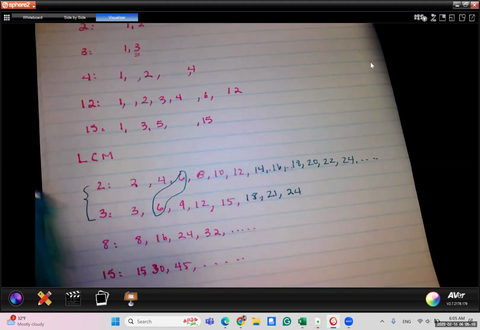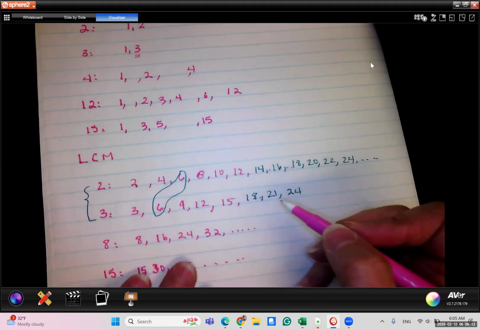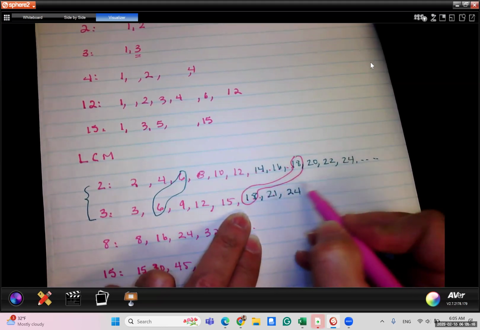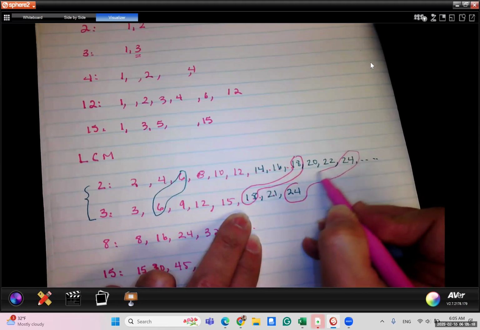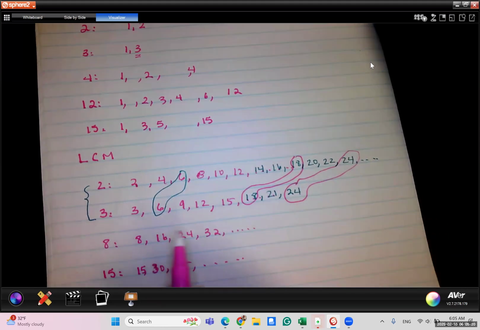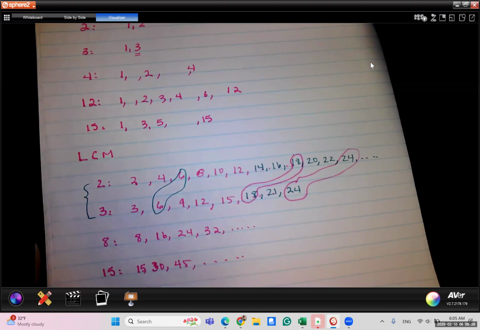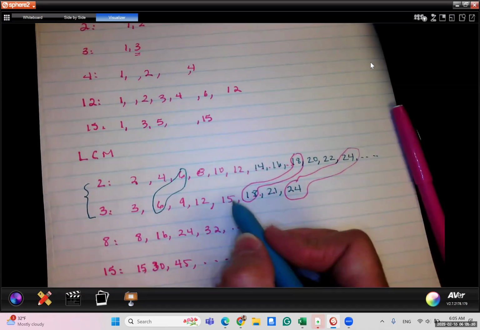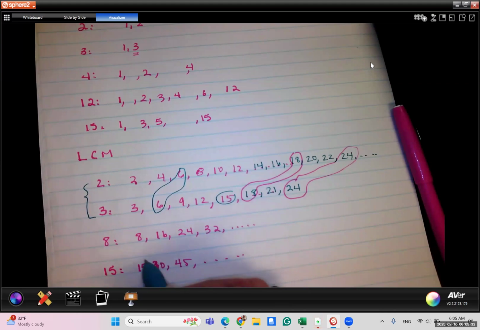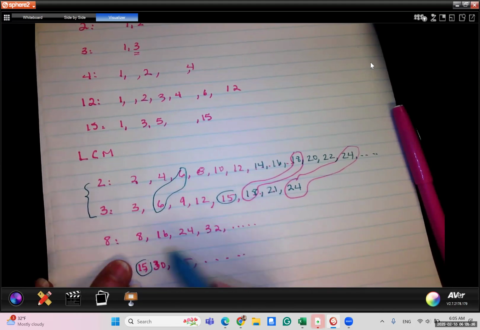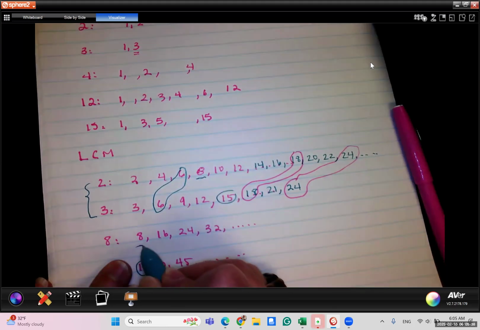Okay. Notice that we suddenly have more multiples in common. We have 18 in common, and we have 24 in common, right? But the least common multiple is 6. That means the smallest they have in common. It doesn't mean that's the only one they have in common. Now, if you compare 3 and 15, you notice that the smallest multiple they have in common is 15. If you compare 2 and 8, you notice that the smallest multiple they have in common is 8.